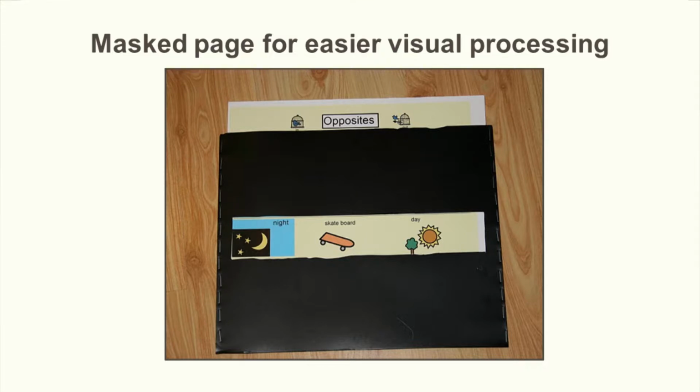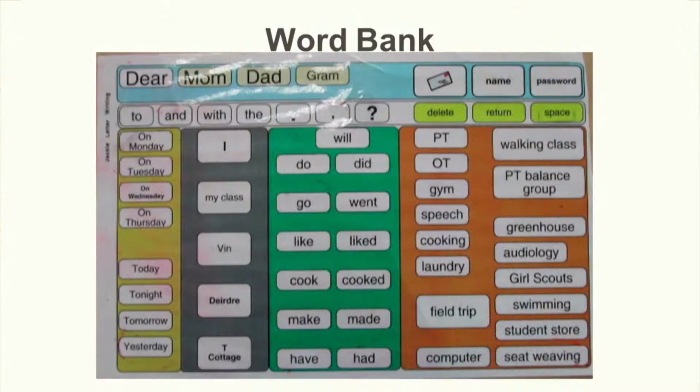Sometimes there's so much visual clutter. And so being able to do that is going to help them to be able to read their story or read words. Word bank. So all different kinds of word bank stuff. On Monday, what happens? And picking the different words that would go for sentences and such.